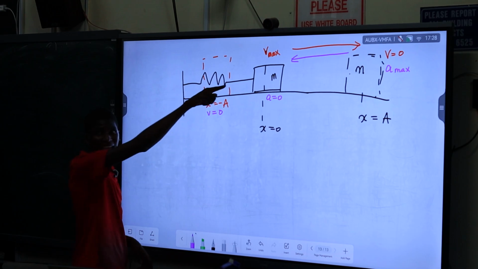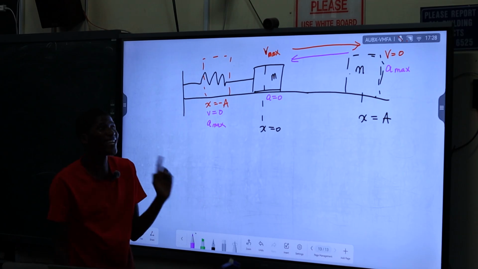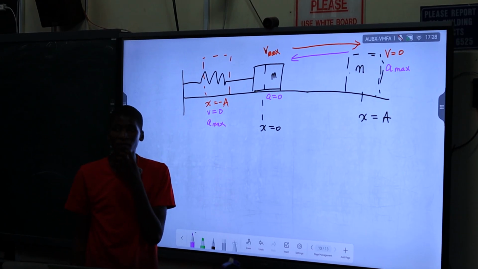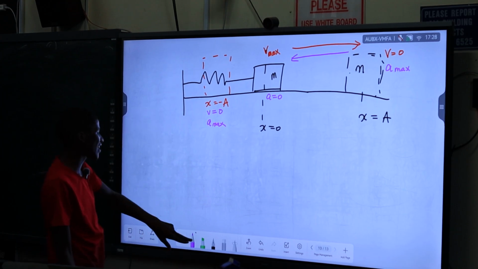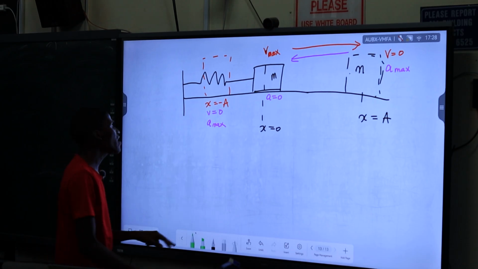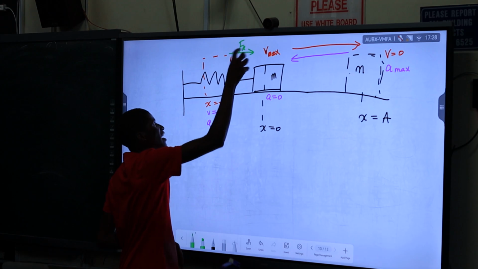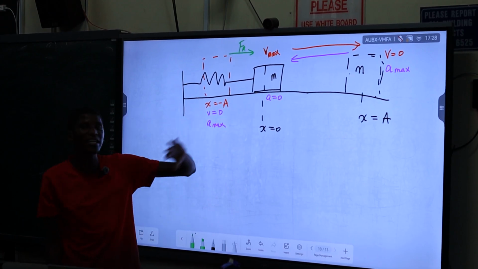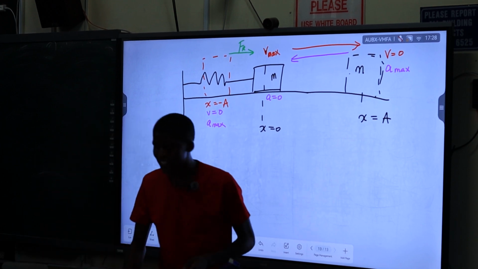And then acceleration is maximum. This is what you learned in simple harmonic motion. Basically, this is the model that we use to try and describe simple harmonic motion. If we are moving from here to the equilibrium position, what does the restoring force want to do? It wants to drive this to a maximum velocity, which is that.